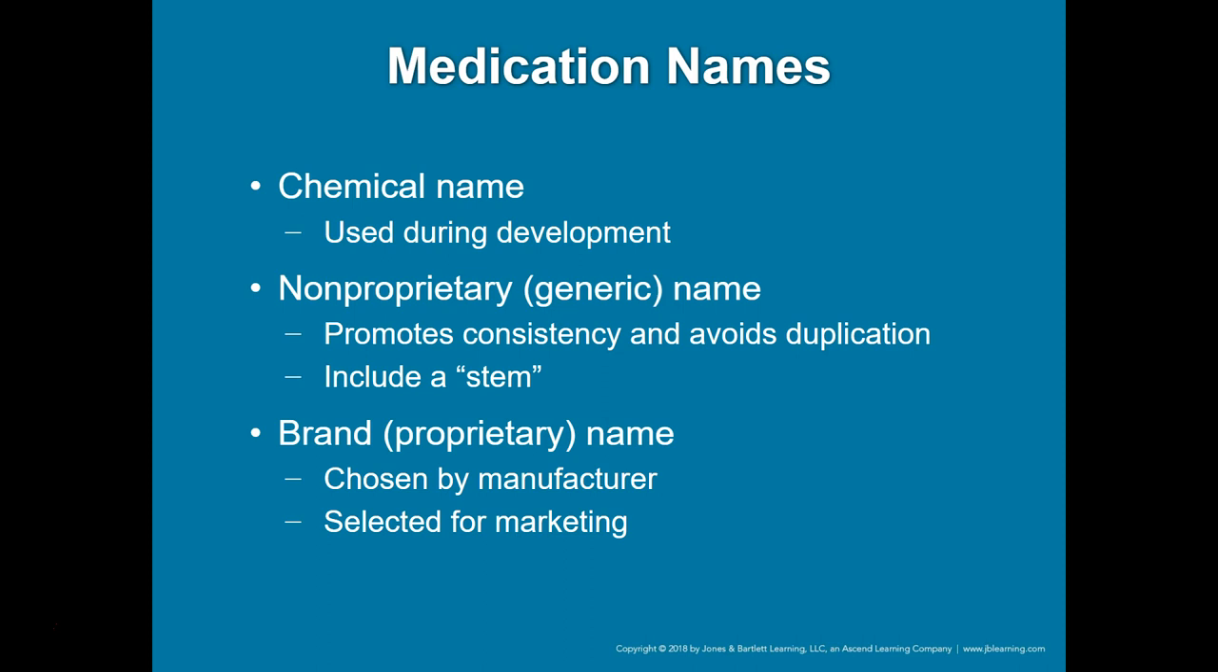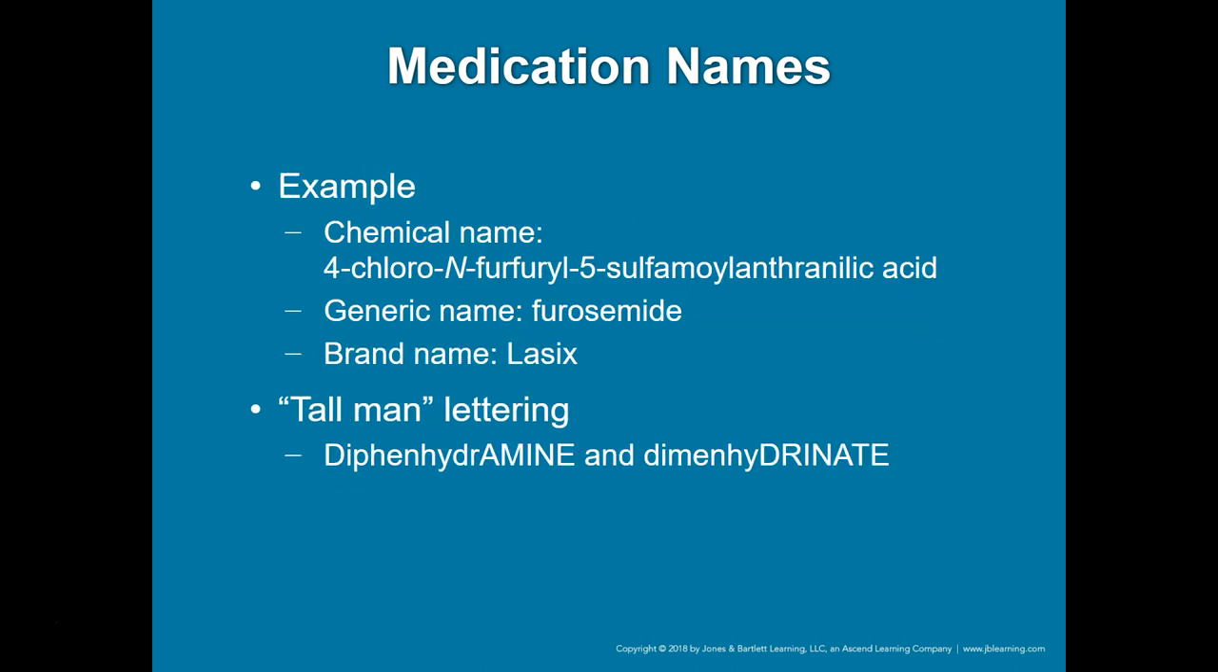along with that. Something like fentanyl. Fentanyl is the generic name. Sublimaze is a brand name for that. There's an example of a chemical name, it's super long, 4-chloro, all that. Generic name's furosemide, brand name's Lasix.